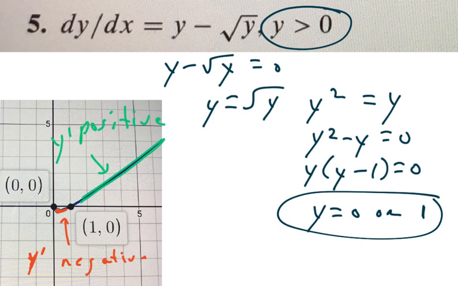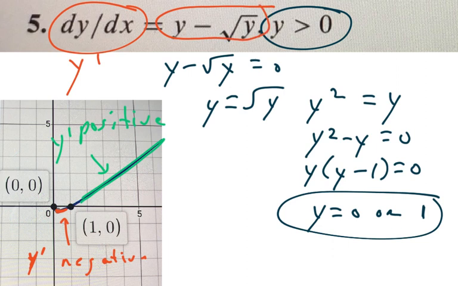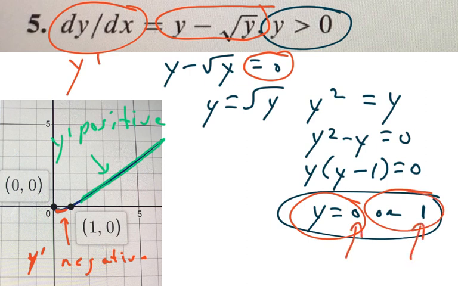All right, so they gave us our y prime again. Here it is right here. We set it equal to 0. To solve it, we end up getting y is 0 or y is 1. So here are our two equilibrium points. Our y has to always be greater than 0 because of the square root, right? So that's why they have that condition.